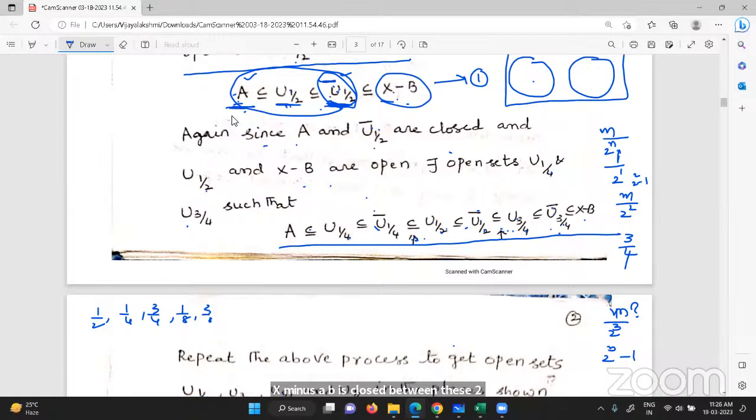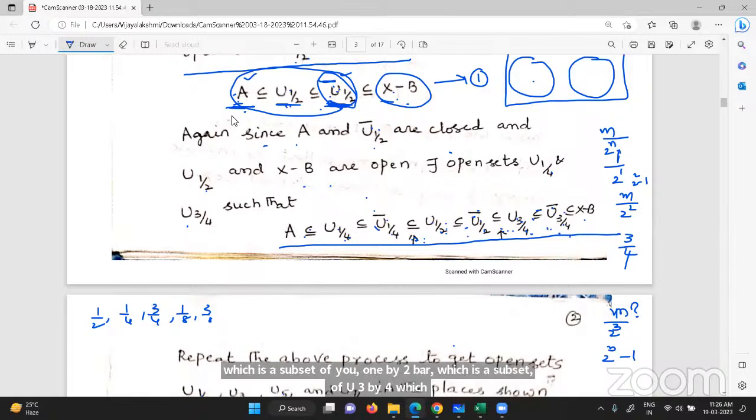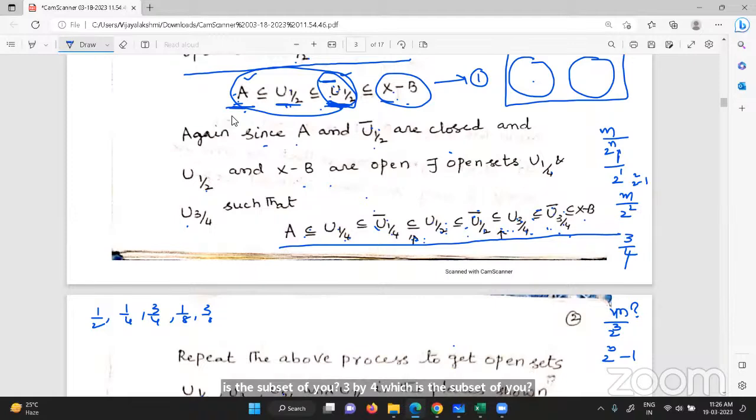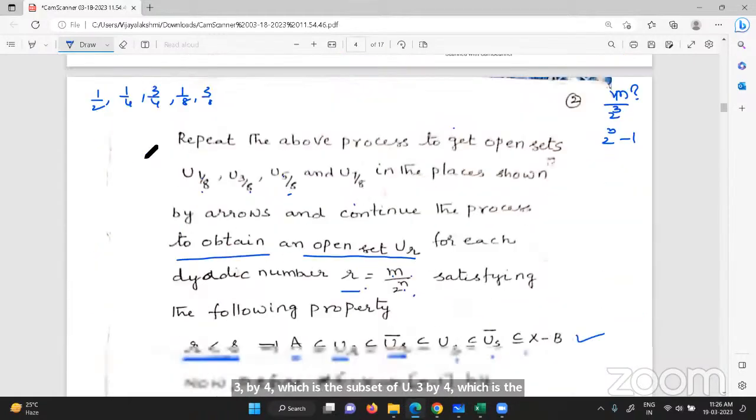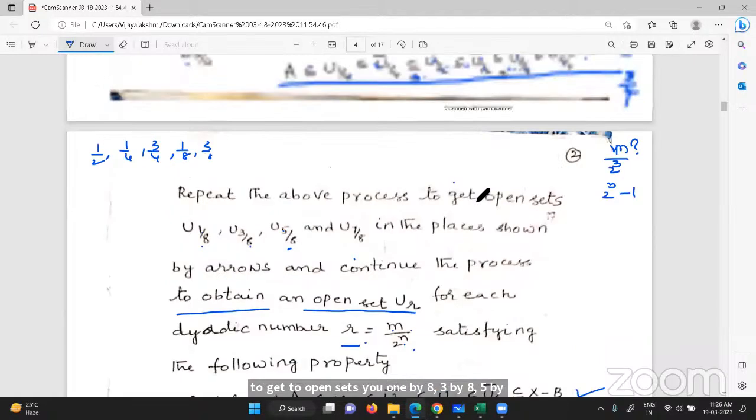So you have A is a subset of U 1 by 4, subset of closure of U 1 by 4, which is a subset of U 1 by 2, subset of U 1 by 2 bar, which is a subset of U 3 by 4, which is a subset of U 3 by 4 bar, which is a subset of X minus B. So I am arranging the sets. Now repeat the above process to get open sets U 1 by 8, 3 by 8, 5 by 8, 7 by 8 in the places shown by arrows.